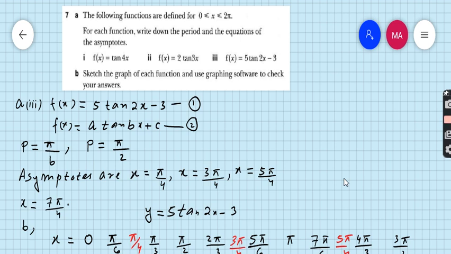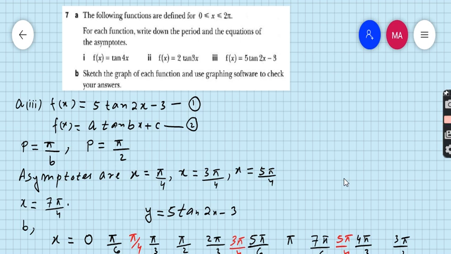Now, what is the first requirement? The first requirement is to find the period. You must know the formula of the period of tangent function when the function is in radian form. The formula of period, you can see on the screen, is pi upon b. What is b? b is the coefficient of x in equation number 1, that is 2. Therefore, the period is pi upon 2.